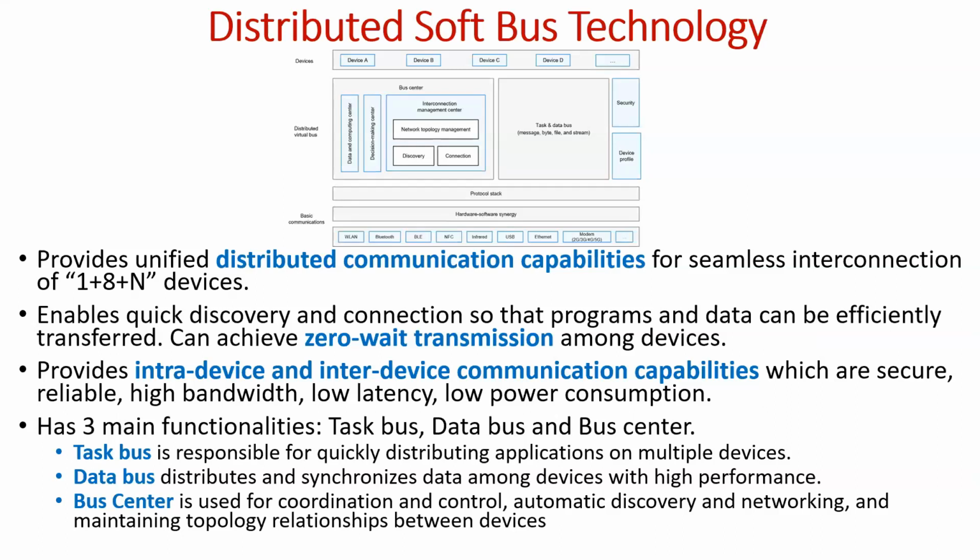The distributed soft bus has basically three main subsystems or functionalities. One is the task bus, which takes care of distributing the application across multiple devices, and the data bus, which takes care of transmission of the data among the devices as well as synchronization among them without compromising on capability and performance. And the bus center, which is used for cooperation and coordination between these devices.